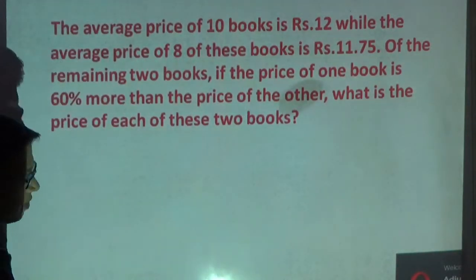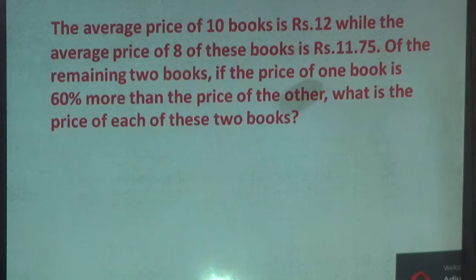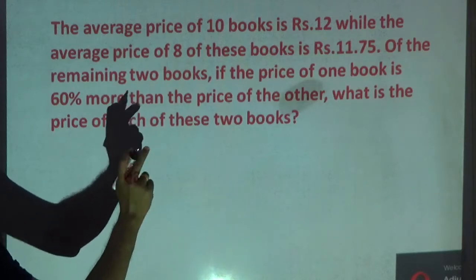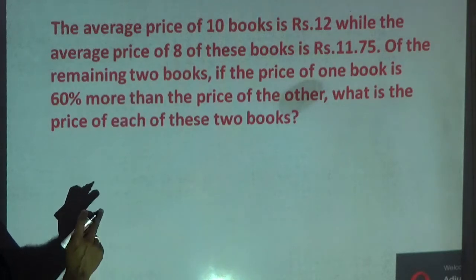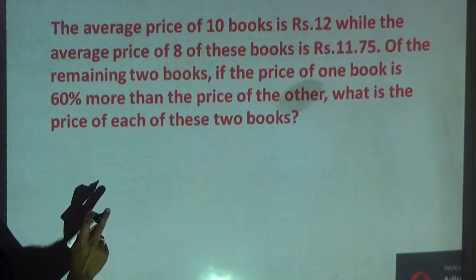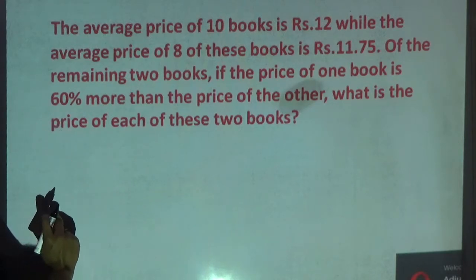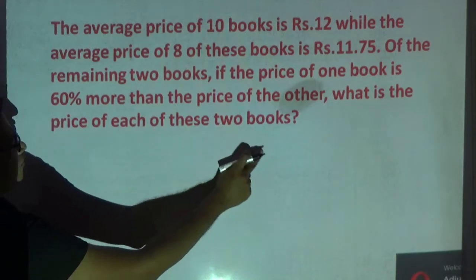The next question. The average price of 10 books is 12 rupees, while the average price of 8 of these books is 11.75. Of the remaining 2 books, if the price of one book is 60% more than the other, what is the price of each of these 2 books?